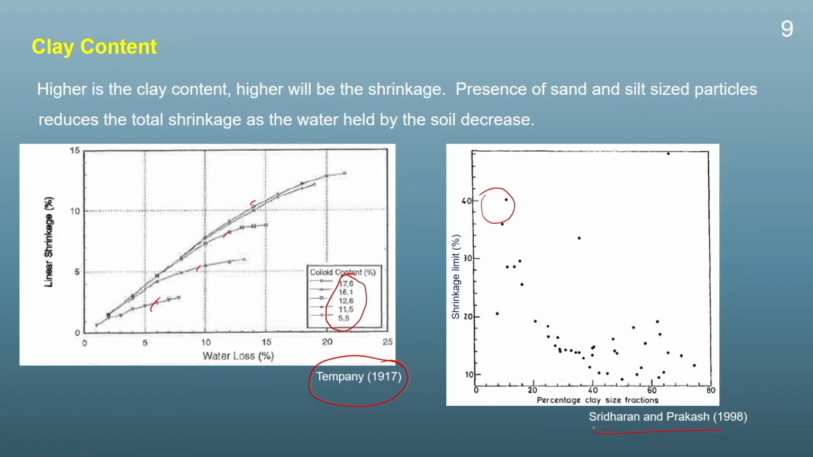Similarly, a research by Sridharan and Prakash also shows that with increase in the clay fraction size, the shrinkage limit is decreasing. That means a lower shrinkage limit means a higher amount of swelling. Therefore, with increase in the clay fraction size, the shrinkage of the soil is increasing. Here we need to remember, the lower the shrinkage limit, the higher will be the total shrinkage.